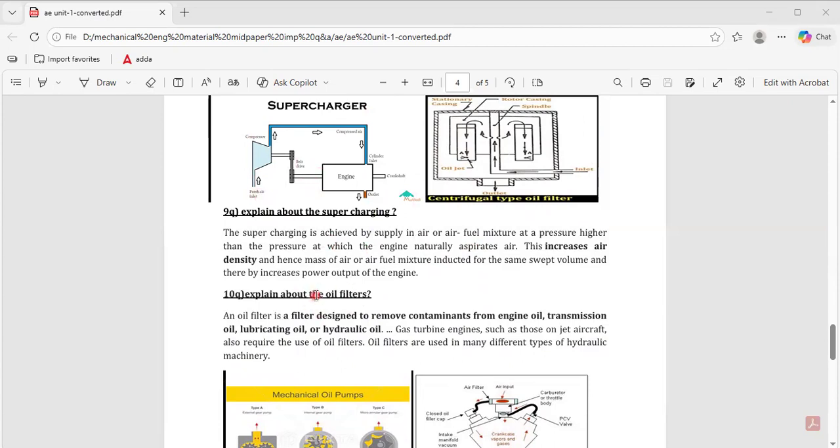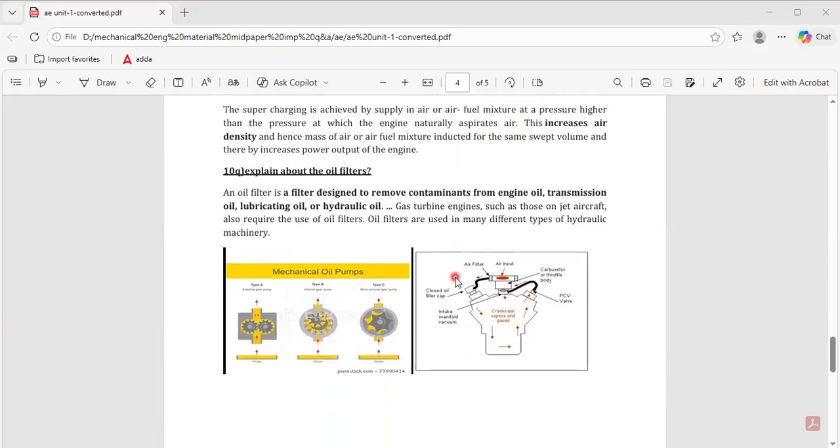Supercharging is also the same. Supercharging is applied by supplying an air-fuel mixture at a higher pressure than the pressure at which an engine naturally aspirates. This increases the air density and hence the mass of the air and fuel. So more air is going inside, more work is done, and you get more efficiency.